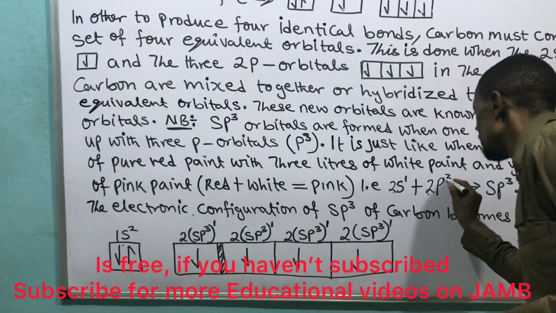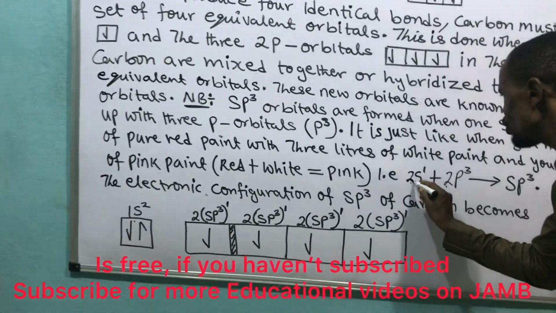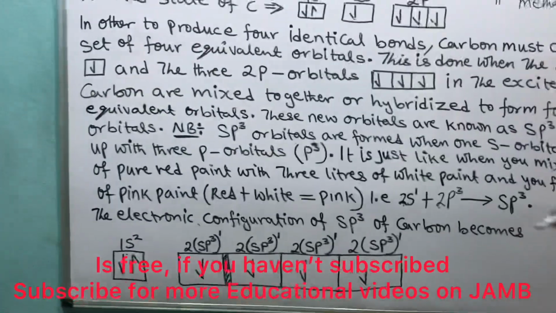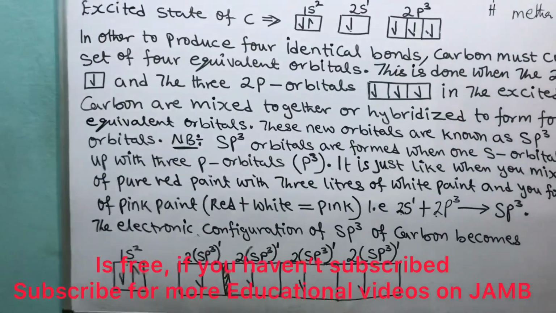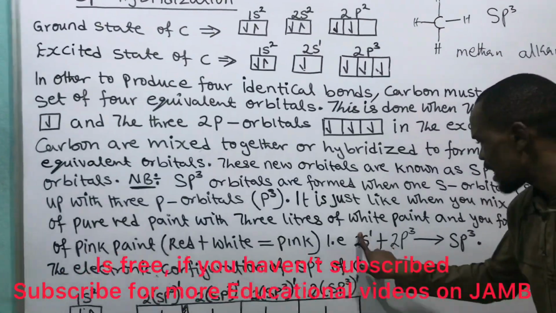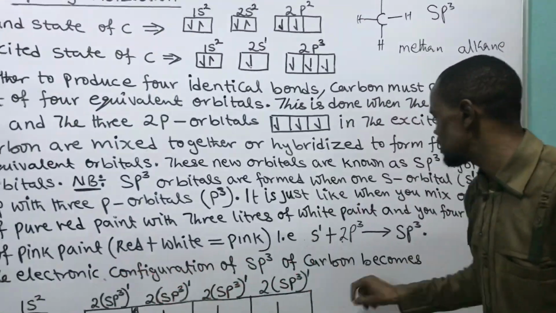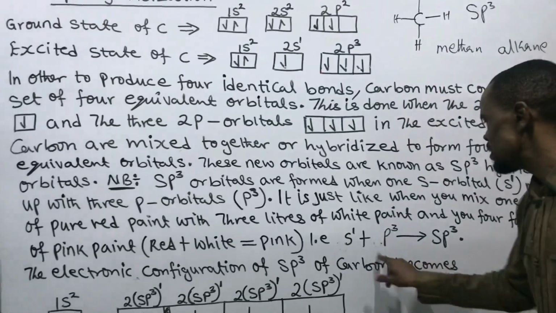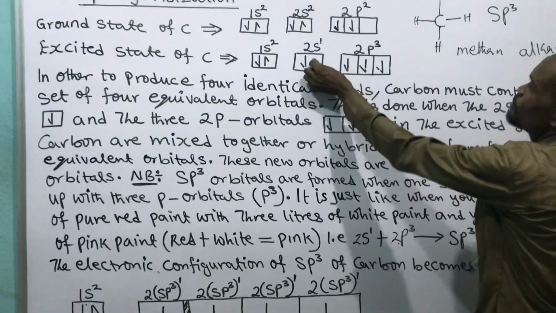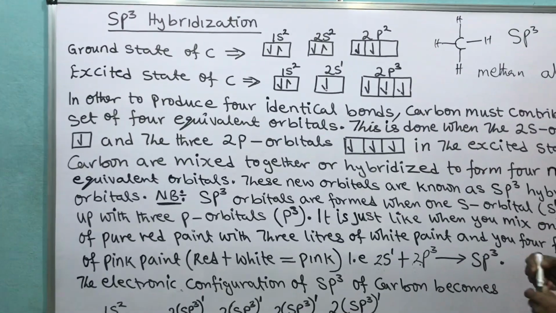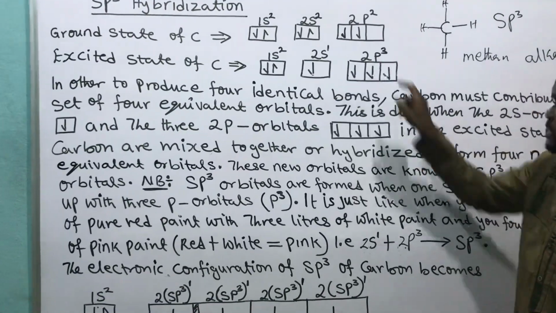What does it mean? 2s1 mixing up with 2p3, we produce sp3 hybridization. I know that this is s orbital, this is p orbital. But in the specification, I can say 2s, this one, and 2p. You look at this mixing with this, so that it will be specified. This now mixing with this to produce this.